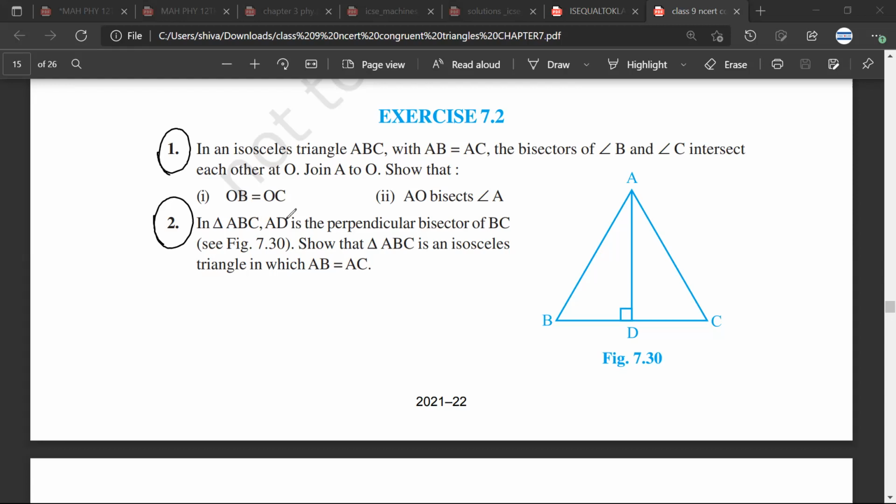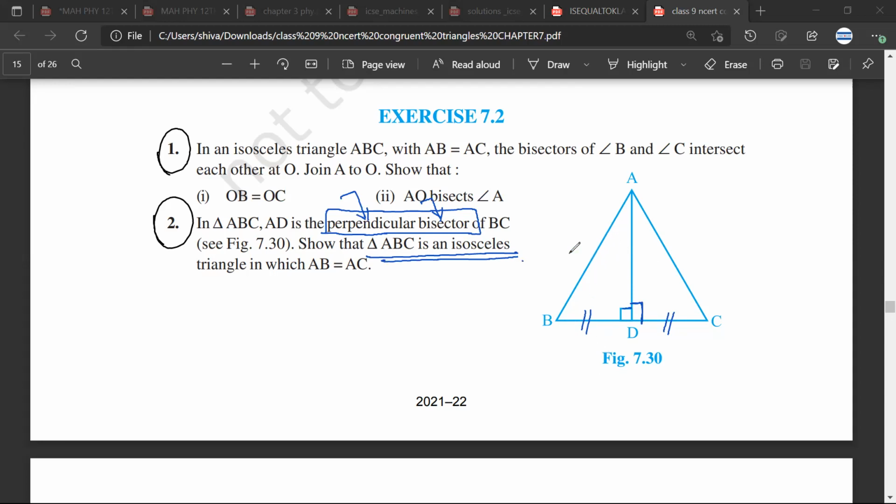We'll do one more question just as a practice. In triangle ABC, AD is a perpendicular bisector. Now see, they have said that this is a perpendicular bisector. What is a perpendicular bisector? Perpendicular bisector means that this is 90 degrees as well as this side is equal to this side. Sarthak, have you understood? Yes, sir. There are two things involved. It is a perpendicular also and it is a bisector of this side also. Show that ABC is isosceles. Can you do that?